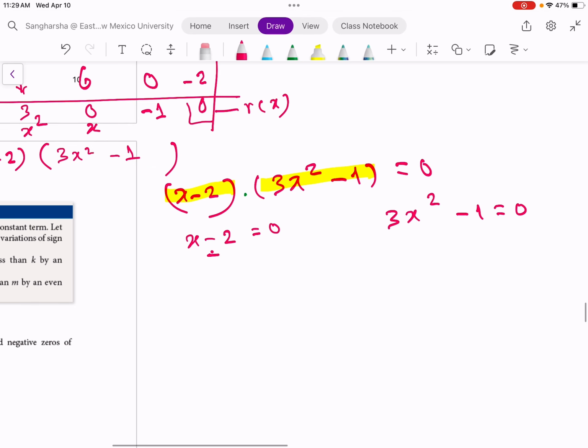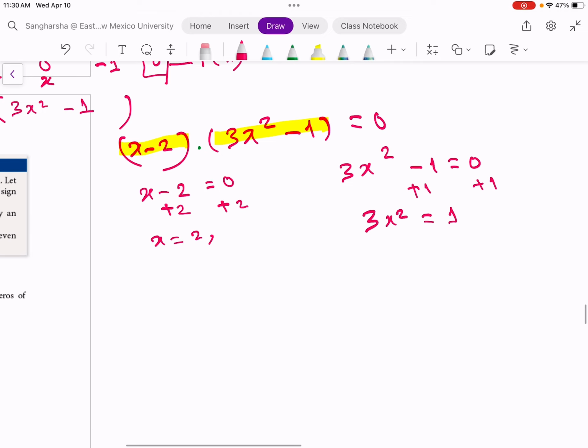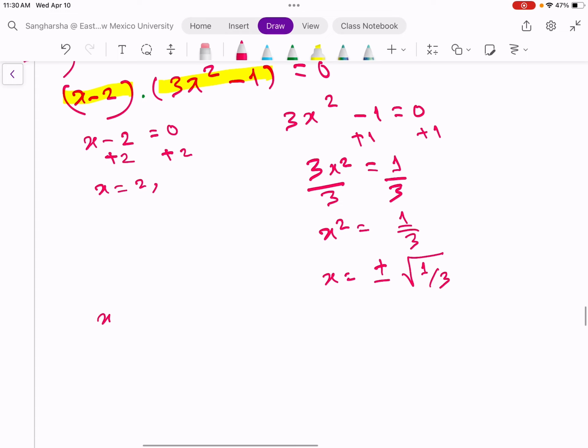So we add 2 on both sides, so x equals 2. We already know this is a real 0, right? So this is our main target here. Now let's add 1 on both sides, so we have 3x square equals 1. Divide both sides by 3, so we have x square equals 1/3. And how do we get rid of the square? We take the positive or negative square root of 1/3. So our real zeros are 2, positive square root of 1/3, and negative square root of 1/3.